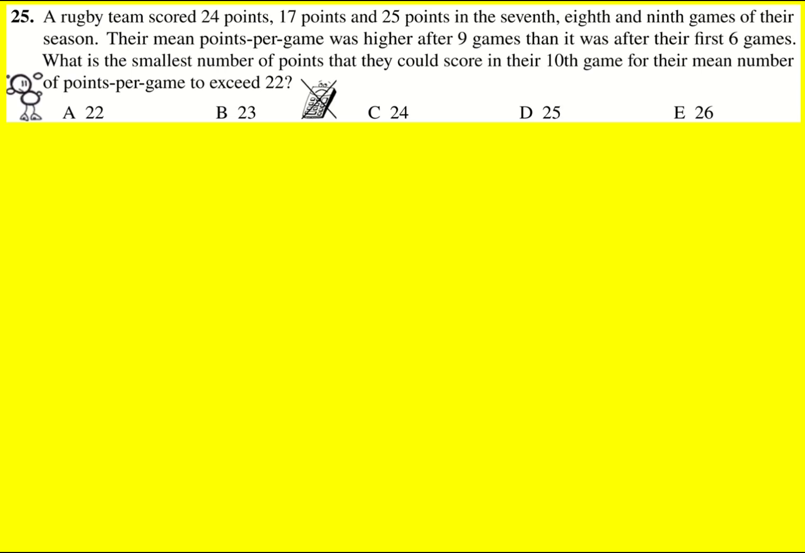Rugby team, and they've scored 24, 17, and 25 points in the 7th, 8th, and 9th games. And then we're interested in their mean points per game after 9 games and after the first 6 games. So first of all, I'm going to look at games 1 to 6.